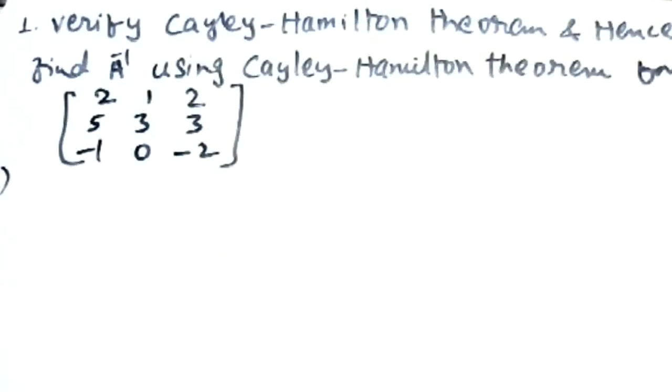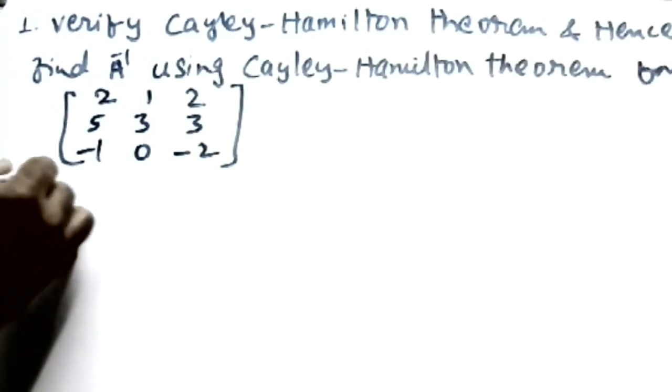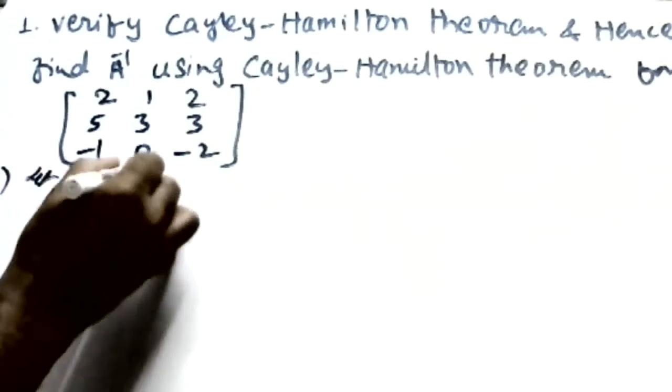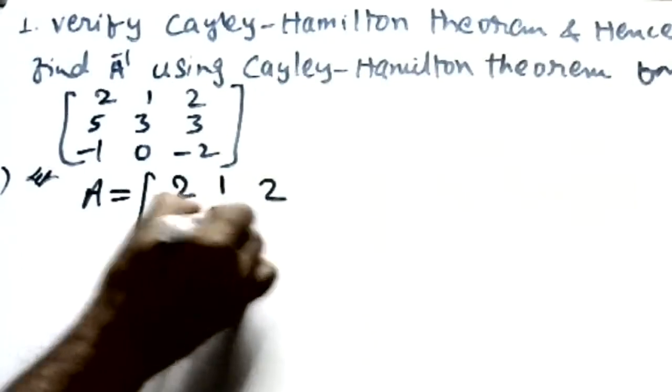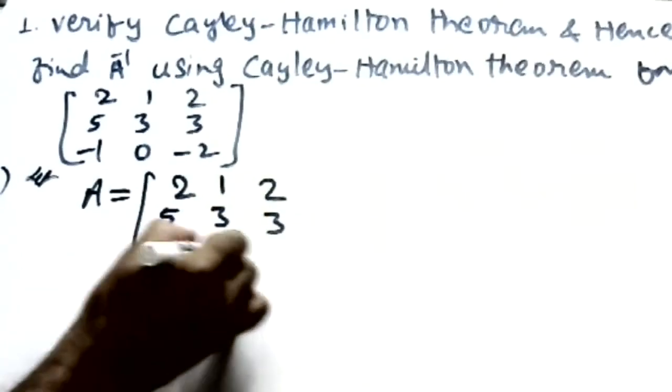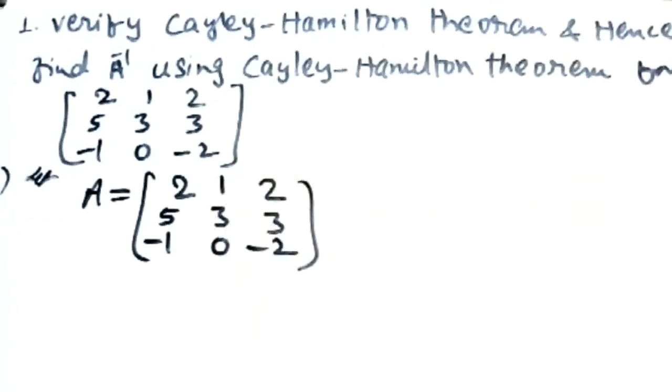Now let me see one question. Verify the Cayley-Hamilton theorem and hence find A inverse using the Cayley-Hamilton theorem. Now how to start? First, let me suppose the matrix as A. Let A equals [2, 1, 2; 5, 3, 3; -1, 0, -2].